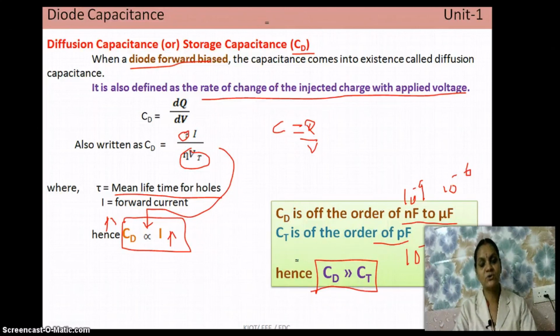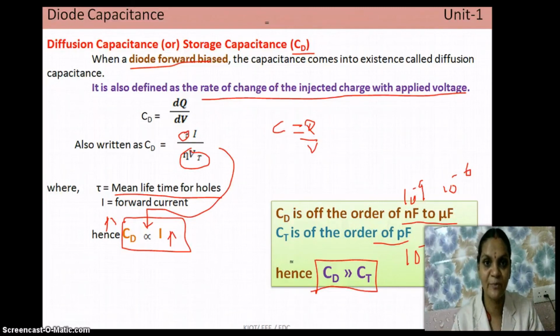So these are the two capacitances in a diode. Keep it in mind: diffusion capacitance is the capacitance in the diode under forward bias condition. Transition capacitance is the capacitance in the diode under reverse bias condition.